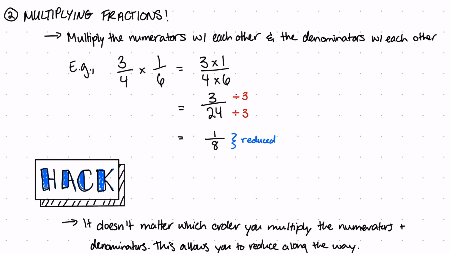Now I want to talk a bit about multiplying fractions. So when you multiply fractions, you need to multiply the numerators with each other and the denominators with each other. So 3/4 times 1/6 would be the same as 3 times 1 divided by 4 times 6. So that would be 3/24. And both the numerator and the denominators are divisible by 3. So once we do that, we get 1/8, and that's our fully reduced form.